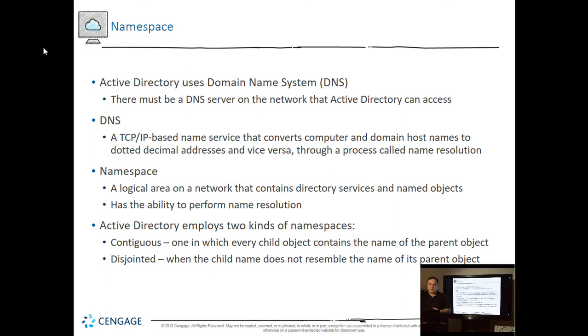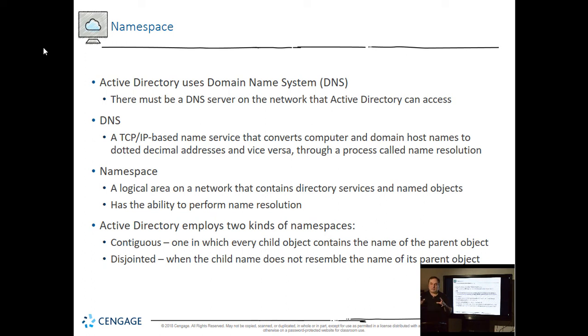So Active Directory employs two different kinds of namespaces, a contiguous one in which every child object has the name of the parent object. So for instance, DC01 is part of widgetllc.internal, but you could also have a child domain, such as a domain maybe in another state. So we could say San Francisco.widgetllc.internal. That may be a child domain inside the widgetllc.internal domain namespace.